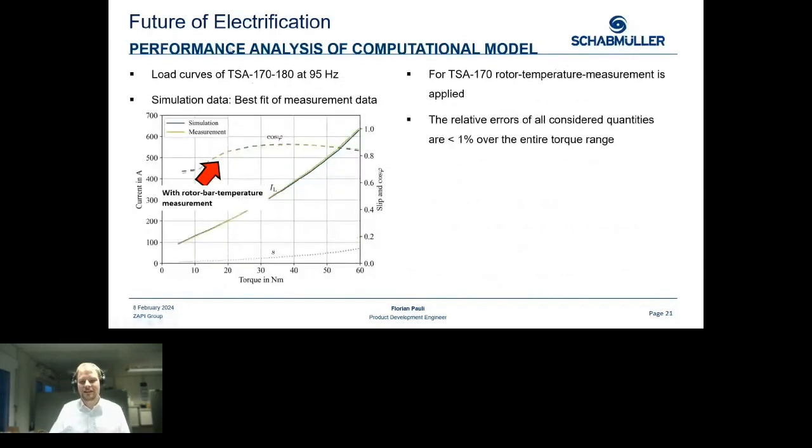So then we did our first tests with rotor temperature measurement. And this time with a different machine with 170 millimeters outer diameter. We can see that the relative error, or the overall error we had between measurement and simulation is significantly smaller, for almost each operating point below 1%, if we take this approach.